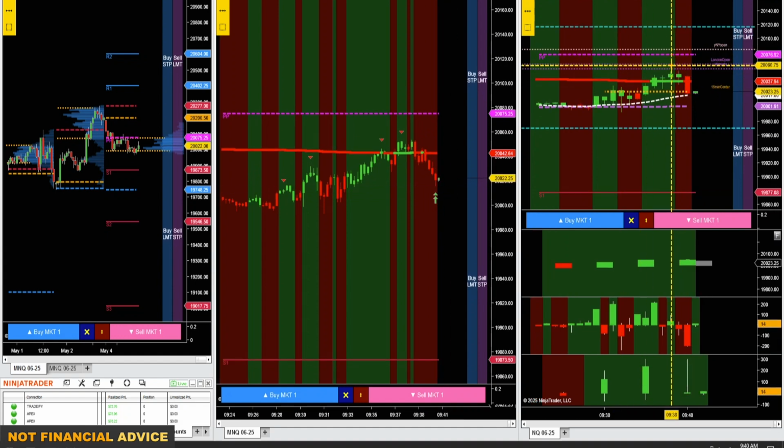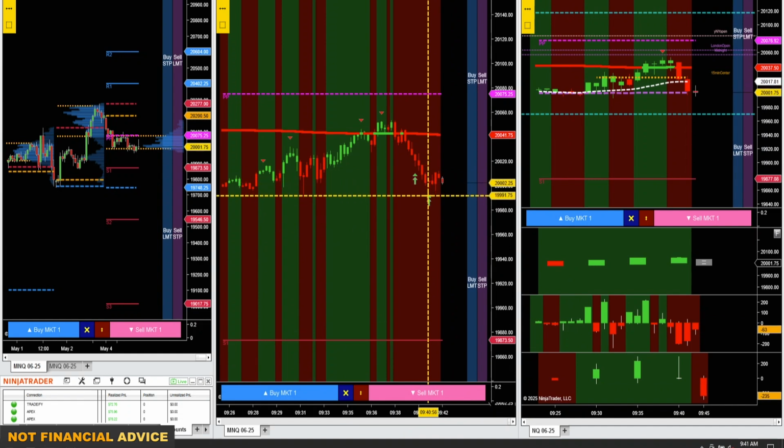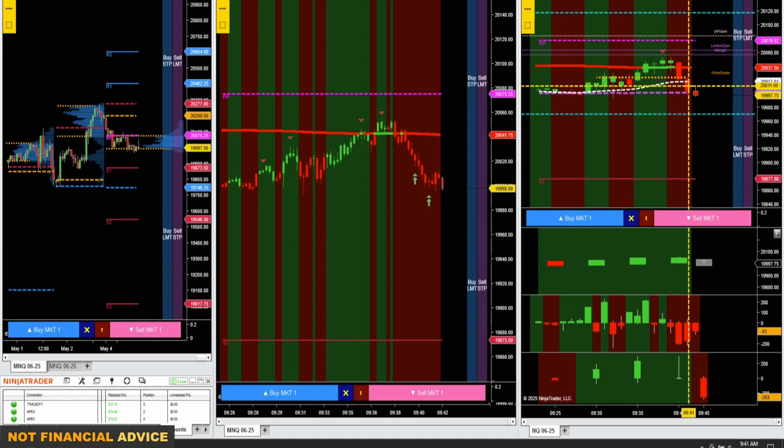Had some divergence on the 1 minute as well. Had some divergence and reversals building up here. This is our next key level, the 250 SMA. It's also a whole number. We bounced off of that, up over 10 points.